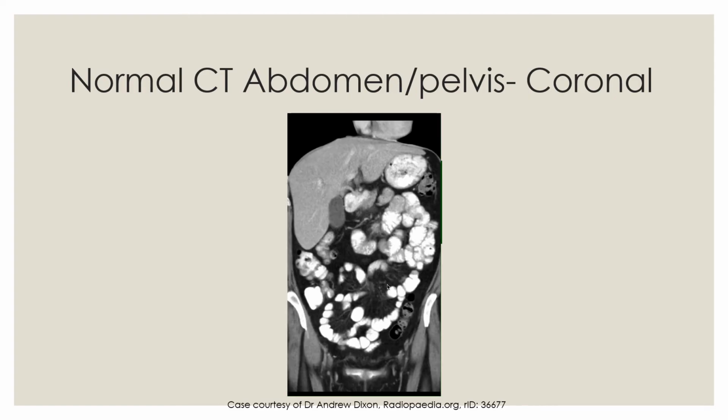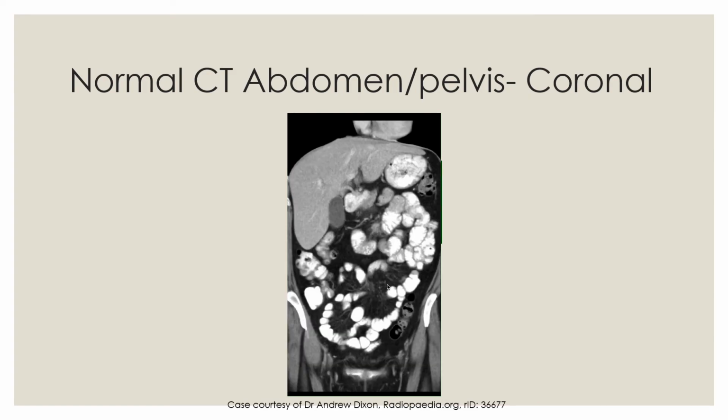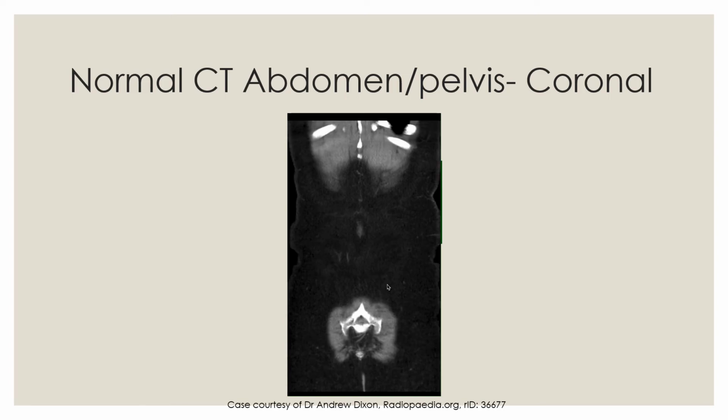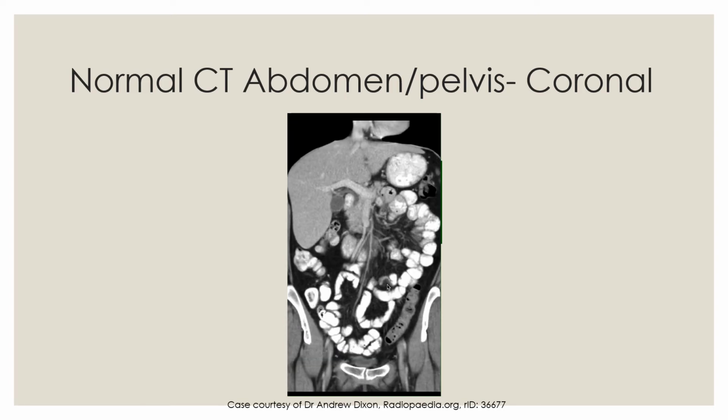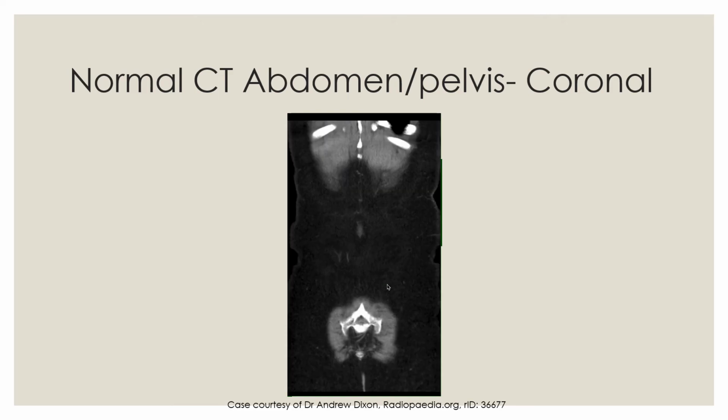So this is our coronal view. I'm just scrolling through all of the images just to give you a feel for what it looks like, and then I will speak you through. So we have the normal liver here. We have the main portal vein dividing into the right main portal vein here. We have a bit of our gallbladder here. We have our spleen here.